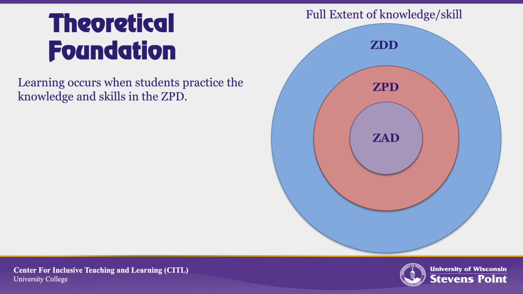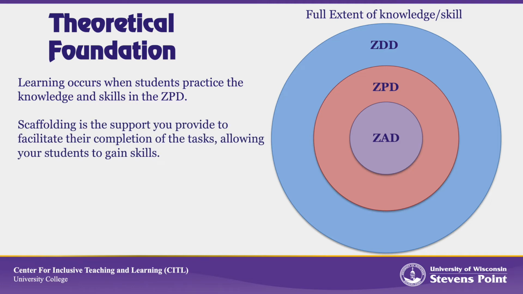Learning occurs when students practice the knowledge and skills in the zone of proximal development. Students can't learn or acquire new skills if they just keep doing what they're already good at. Teaching involves pushing students out of the zone of actual development into the zone of proximal development and providing support for learning. Scaffolding is the support that instructors provide to facilitate student completion of tasks, allowing them to gain skills.